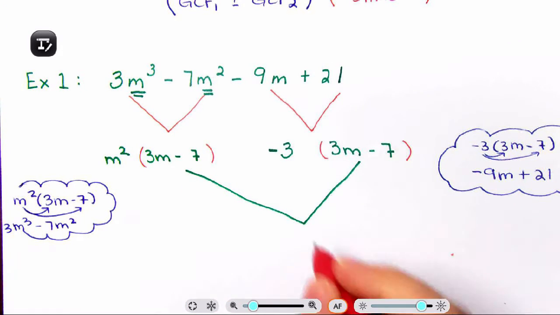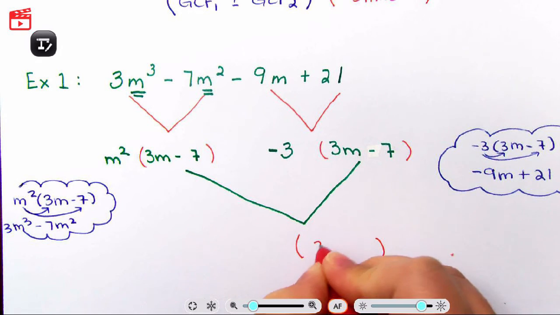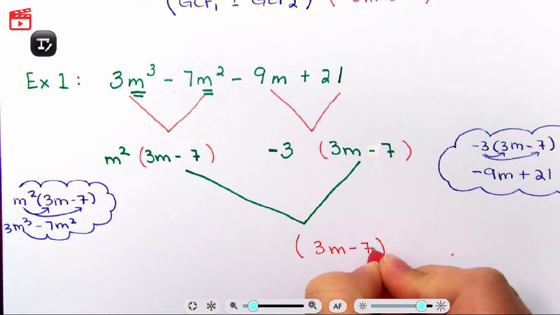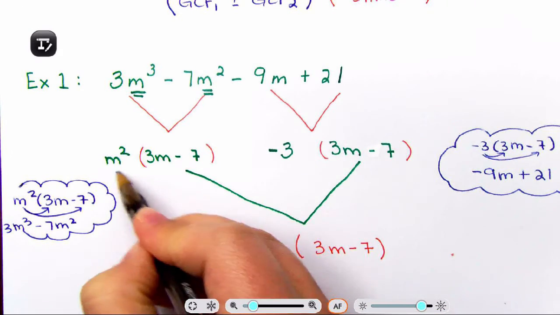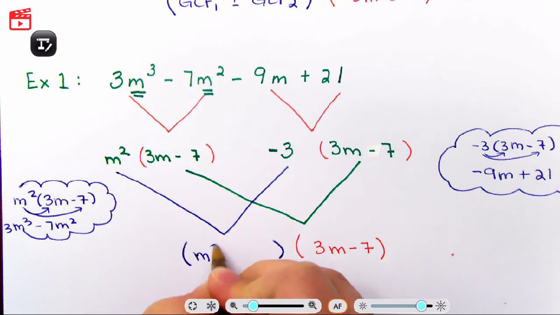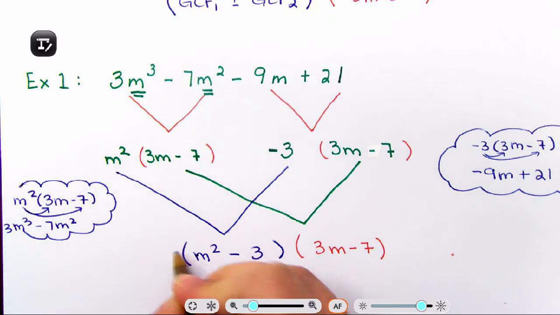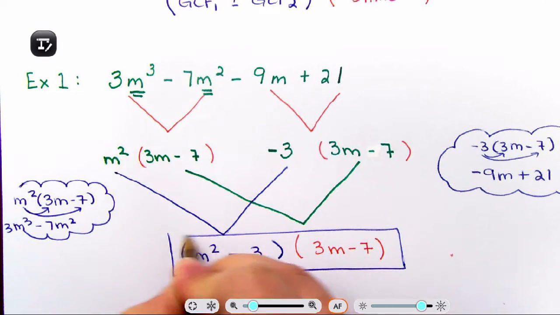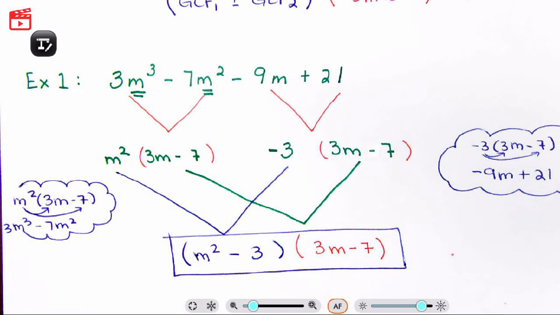And I'm doing a mini happy dance because these two bubbles are the same. So I'm going to take those two bubbles and write it one time. And then I'm taking my two GCFs and I'm going to combine them in their own bubbles. So m squared minus 3. And that is it. If you can factor further, go ahead.